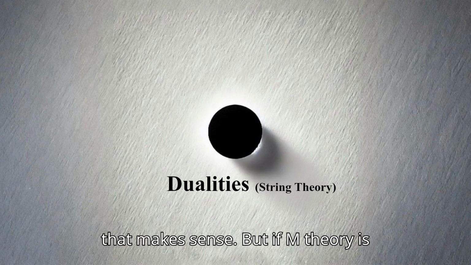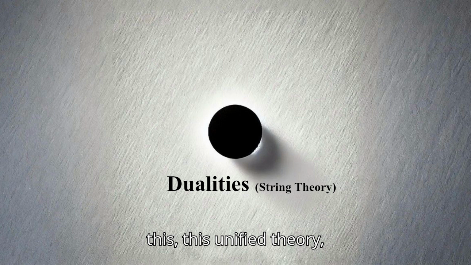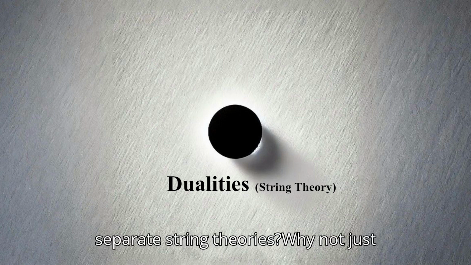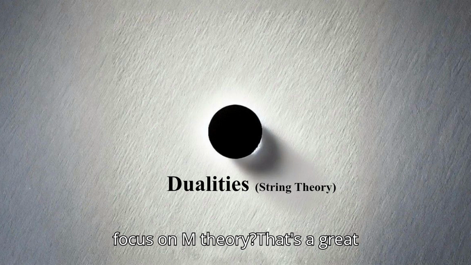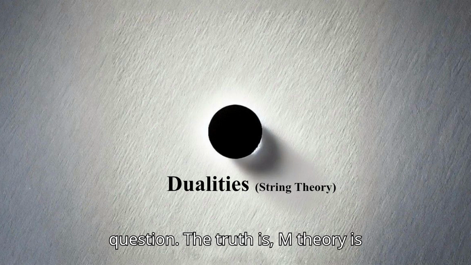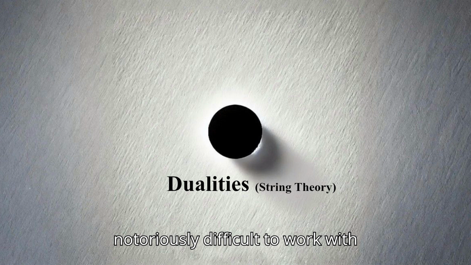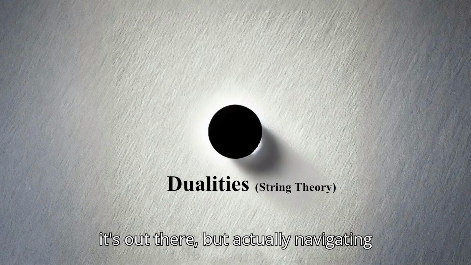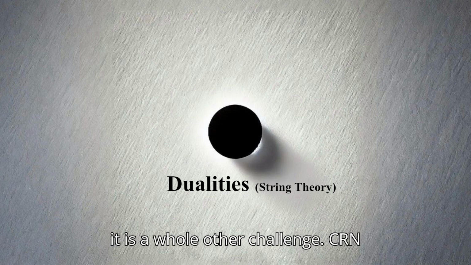Okay, that makes sense. But if M-theory is this unified theory, why do we even bother with all those separate string theories? Why not just focus on M-theory? That's a great question. The truth is, M-theory is notoriously difficult to work with directly. It's like having a map of a vast, unexplored territory. You know it's out there, but actually navigating it is a whole other challenge.